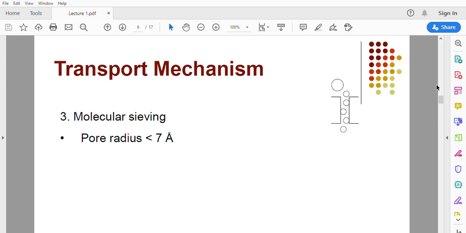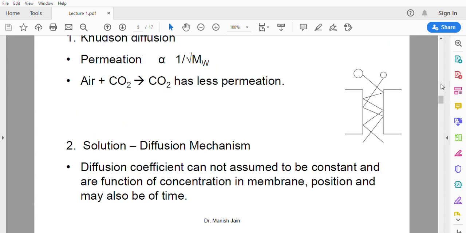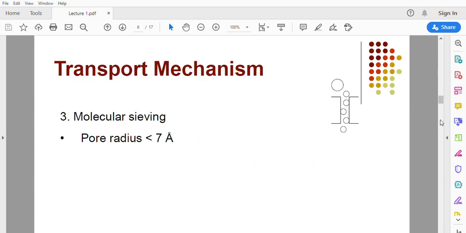So there is a difference between molecular sieving and Knudsen diffusion. In Knudsen diffusion, the pore sizes are larger than both molecules, but it is more difficult for the larger molecule to permeate than the smaller molecule. But in molecular sieving, the pore sizes are very small, in the range of the molecules themselves. So only the smaller molecule can pass through the membrane, and the larger molecule cannot pass through the membrane.